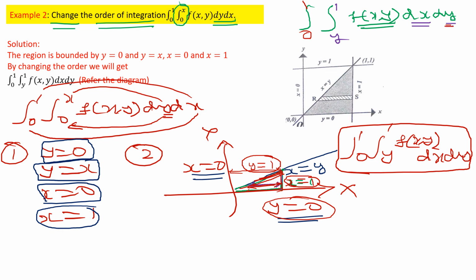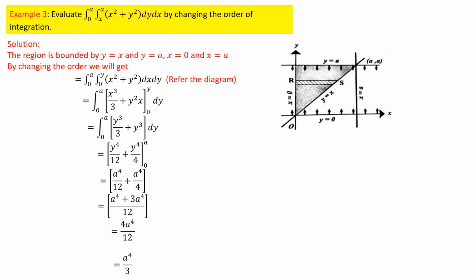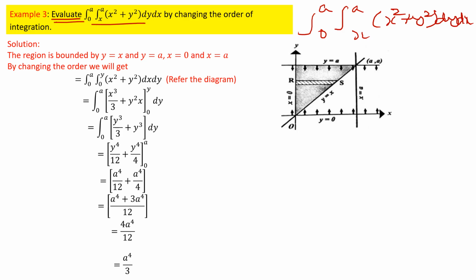Sometimes instead of f of x comma y, they will give you a function. If a function is given, you need to integrate and substitute the limits. Say for example, here the question is integral 0 to a, integral x to a, and the function is x power 2 y power 2 dy dx. The question is to evaluate this integral by changing the order of integration. So what is step number 1? Step number 1, we have to write all the limits.